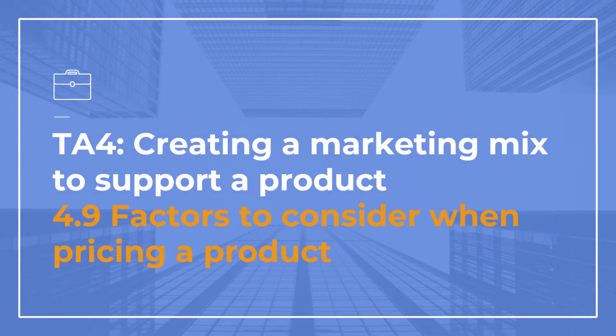This is for topic area 4, creating a marketing mix to support a product. This is 4.9, factors to consider when pricing a product.